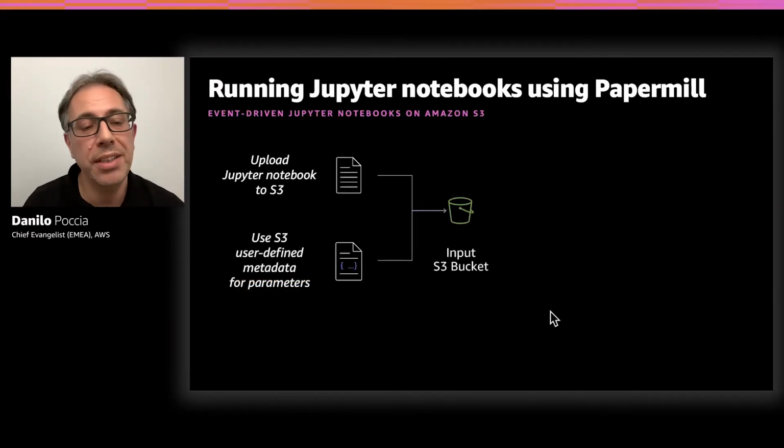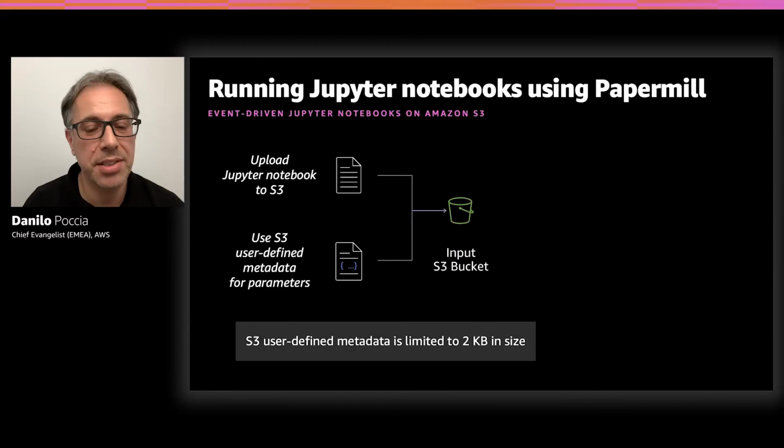So what I want to build now is an event-driven architecture where you upload a Jupyter notebook with some cells flagged as parameters to S3, and when you do the upload, you can add some S3 metadata, and the S3 metadata can contain the value of the parameters that will be applied by Papermill. You have to be careful because the maximum size of the metadata is 2 kilobytes, so if you need more space, you can use a different technique.